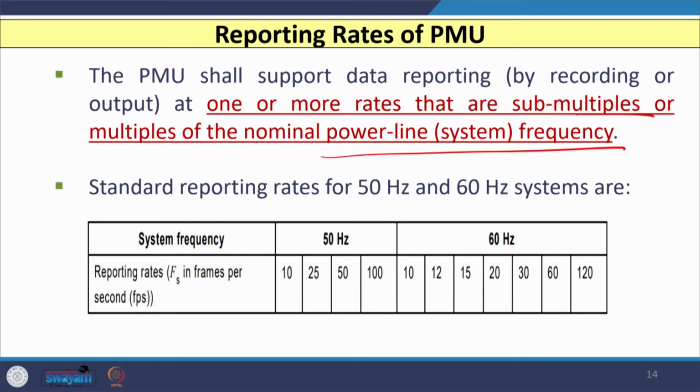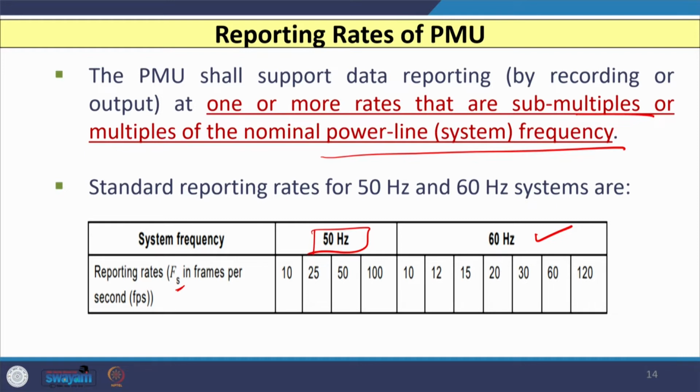So standard reporting rates for 50 hertz and 60 hertz systems are shown in this table. This is for 50 hertz and this is for 60 hertz. Reporting rates are normally denoted by Fs, that is in frames per second.